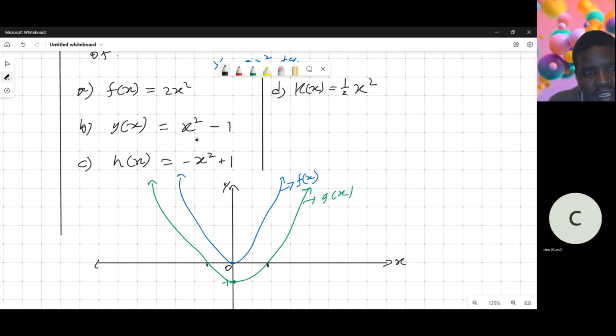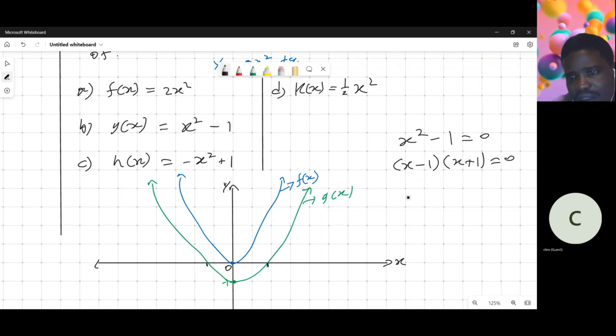So if we solve for x here from this equation, x squared minus 1 is equals to 0. Then we can factorize here, since the difference of 2 squares, x minus 1, x plus 1 equals to 0. Therefore, x is equals to positive 1 or x is equals to negative 1. Where is negative 1? This side, negative 1. This side is positive 1.